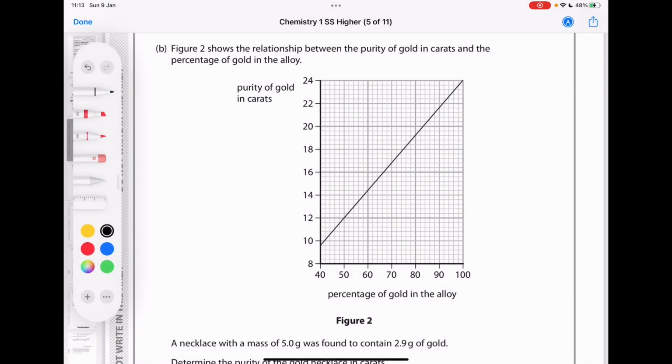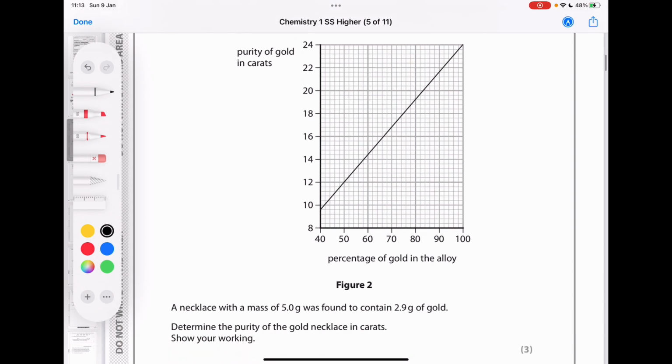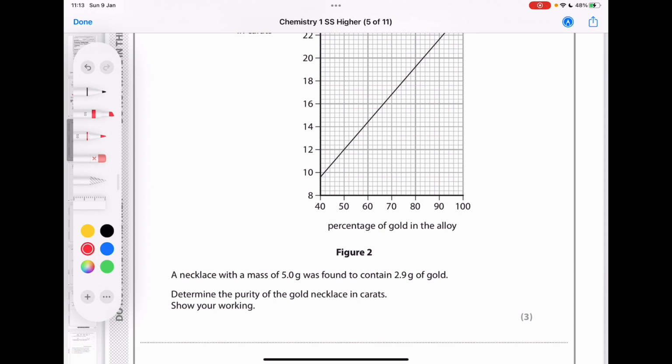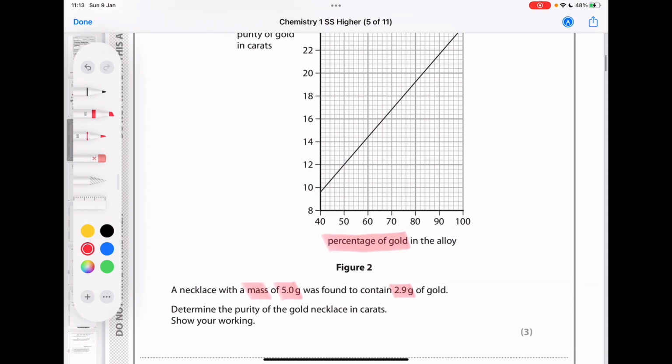Question 1 part B asked you to find the purity of gold in carats using this graph. This doesn't actually require any chemistry, this is just maths, it's percentages and graphs. So, in the question, they said the mix has a mass of 5 grams and contains 2.9 grams of gold. First thing to do is to work out a percentage of gold to be able to work out the carats.